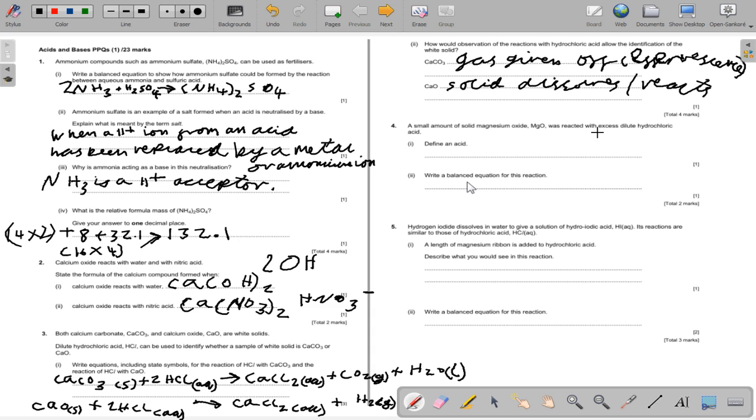So question 4 and 5. You need to define an acid and write a balanced equation for the reaction of magnesium oxide and dilute hydrochloric acid. And question 5, we need to describe what you would actually observe with magnesium ribbon plus hydrochloric acid. And you need to write the balanced equation for the reaction. And go!